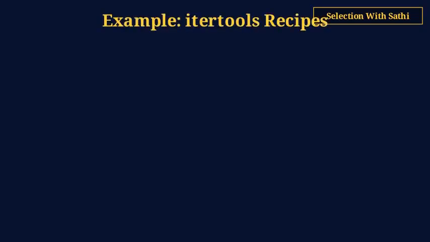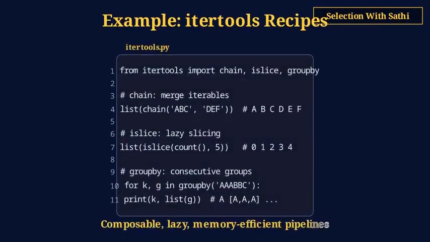The itertools module provides powerful composable iterator tools. Chain joins multiple iterables, chain of 'ABC' and 'DEF' gives A B C D E F. islice slices lazily, islice of count, 5 gives the first 5 values. Groupby groups consecutive items by a key function. These tools compose into lazy, memory-efficient data pipelines, processing millions of records without loading everything into memory.